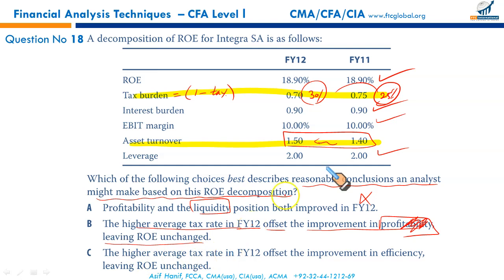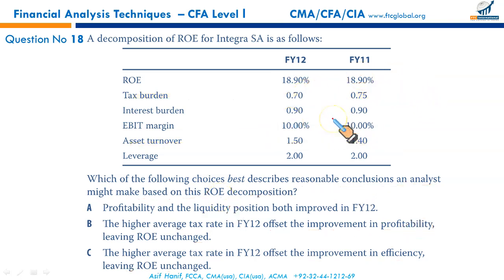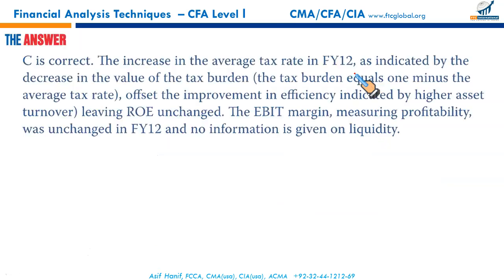The higher average tax rate, which is bad for you, has been offset by the improvement in efficiency. There has been more efficiency, but unfortunately it was taken away by increased tax burden, thereby your overall ROE is the same. So these are the two numbers which needed justification, and we have found the justification, that is C, and that's the correct option.